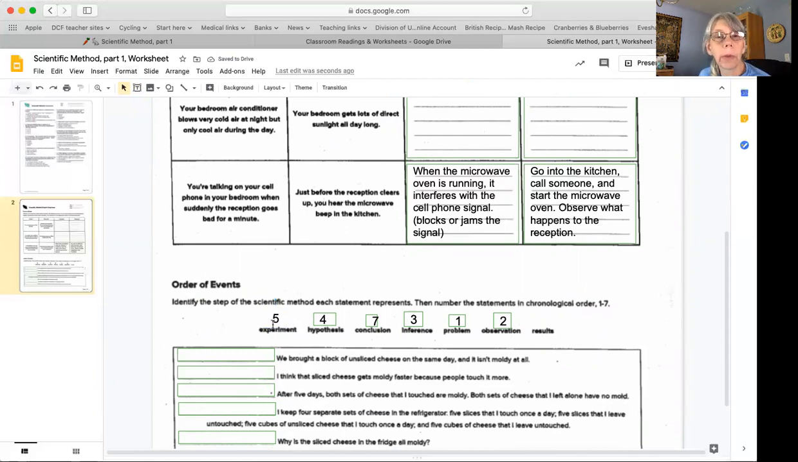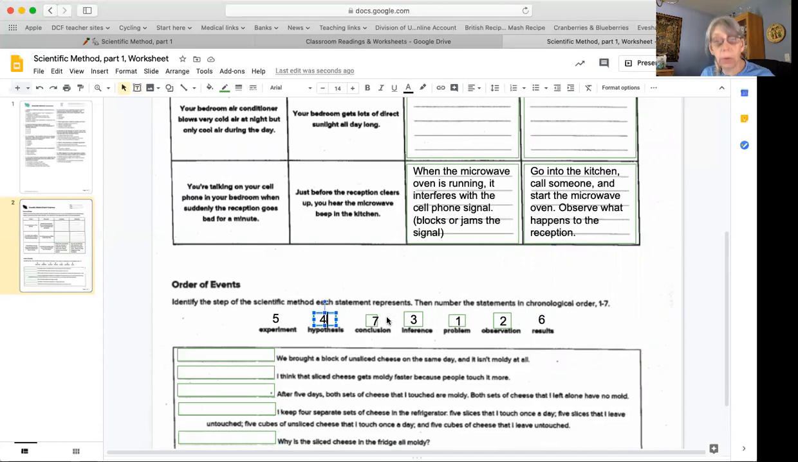Okay, your experiment. So we do this experiment and we observe what happens to the reception. It either cuts out or doesn't, right? That's something we can measure and report. Those are our results. That comes next. Okay? So those are our steps.